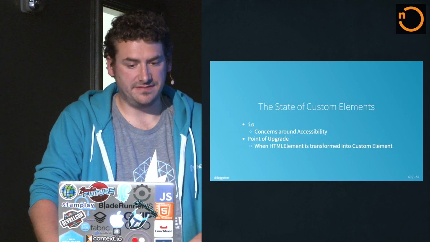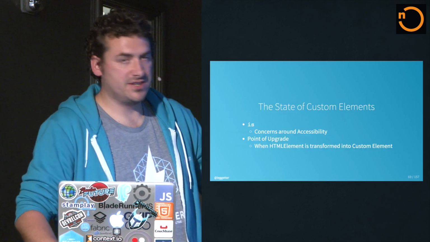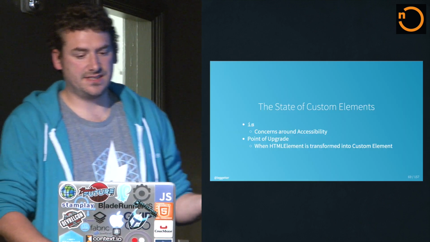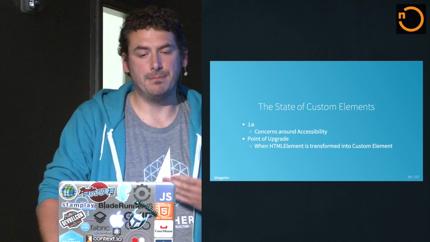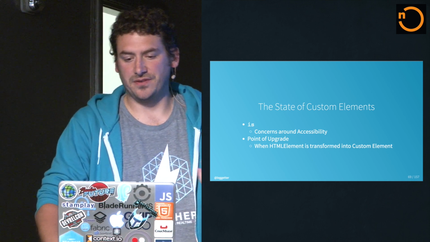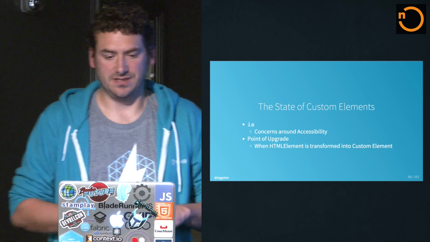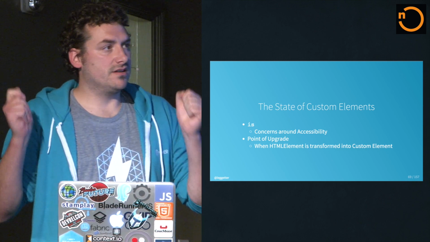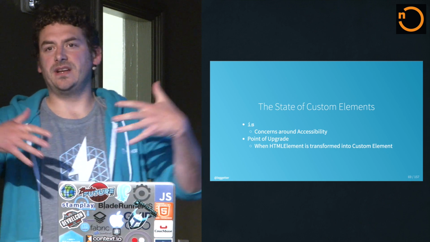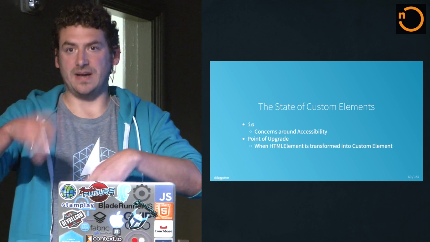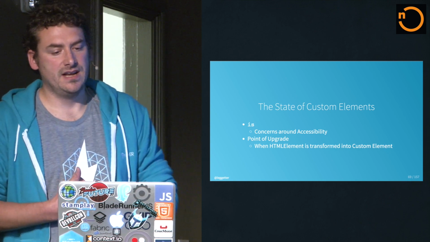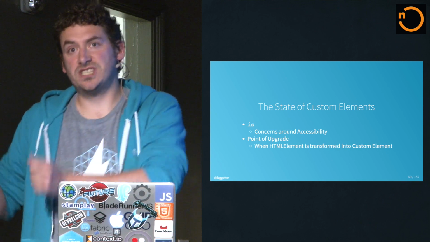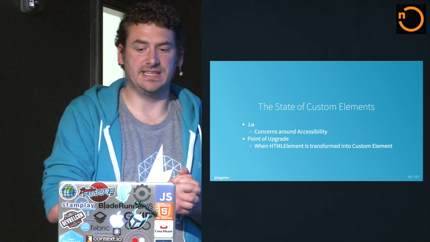So what's the current state of things? I kind of briefly mentioned these as I went over them. There are concerns around accessibility, so that might go away at some point. It's been referred to as a wart on the custom element spec. The point at which the custom element is actually upgraded from just being a dumb piece of markup to actually being the shiny custom element is different with custom elements than it is with natively supported elements.